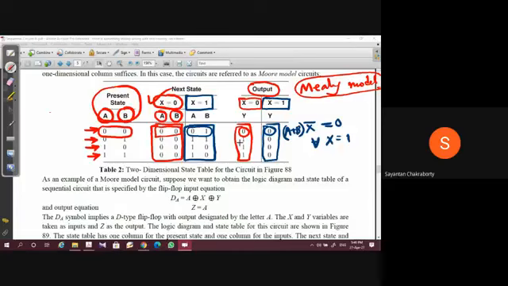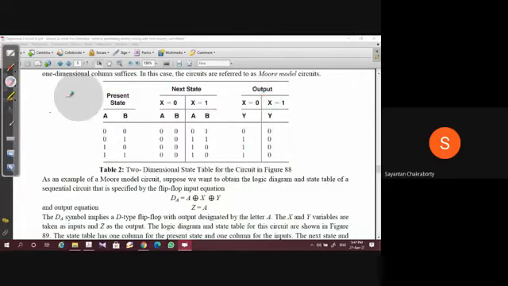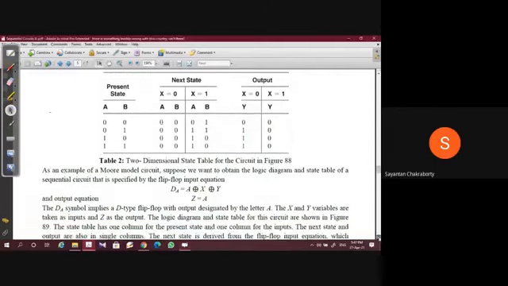Now, this particular circuit that you have considered is typically a Mealy model, because the output is a function of not only the present state but also the input. See, it's a function of A plus B, the present state, and the input. So let us consider then an example of a Moore model where the output is directly a function of present state only. See how it will be.